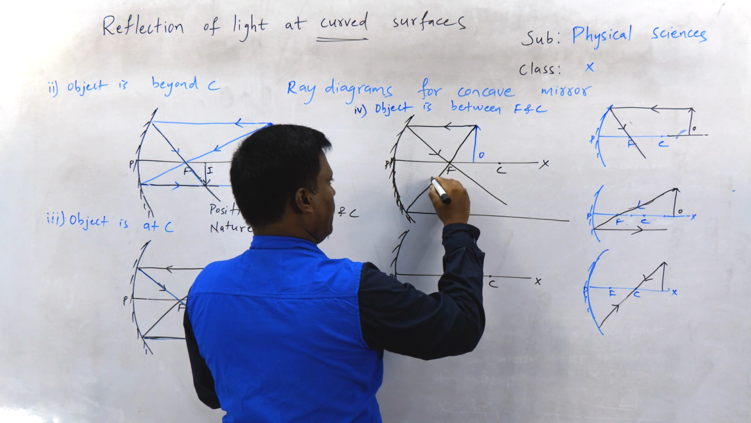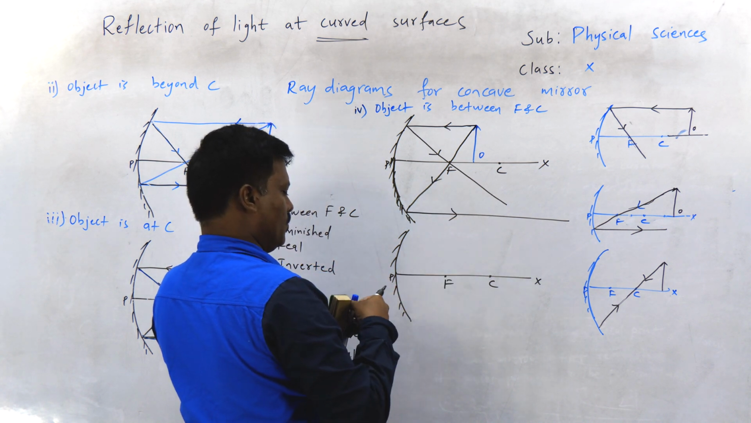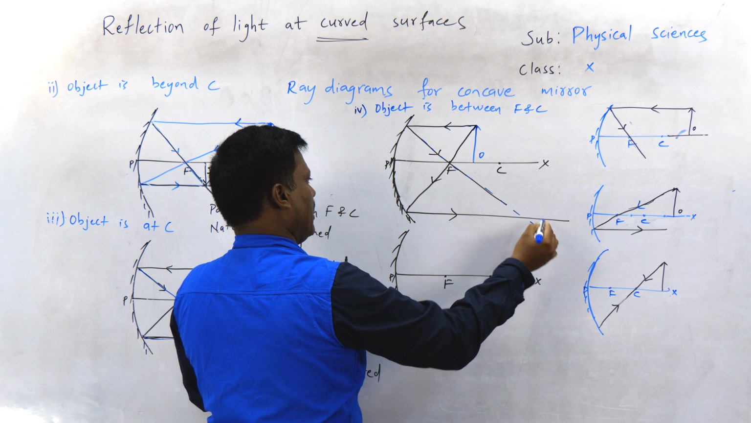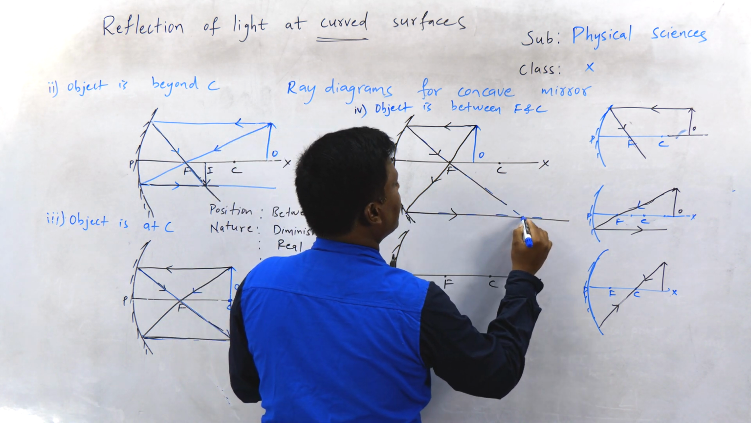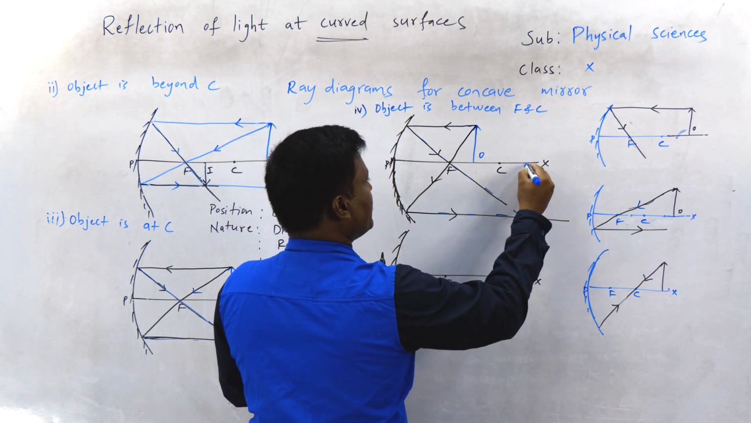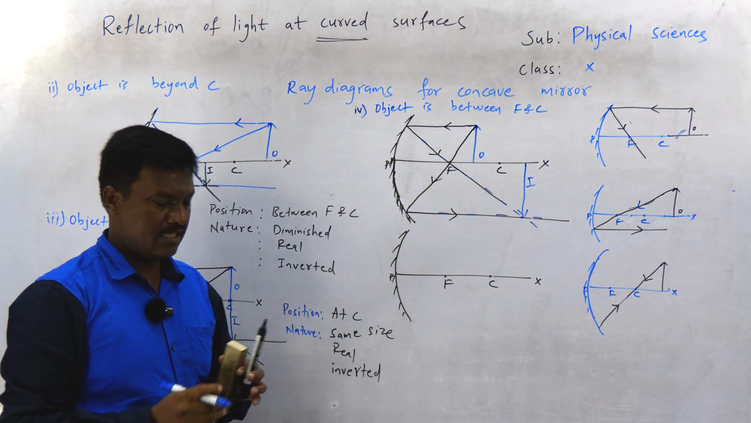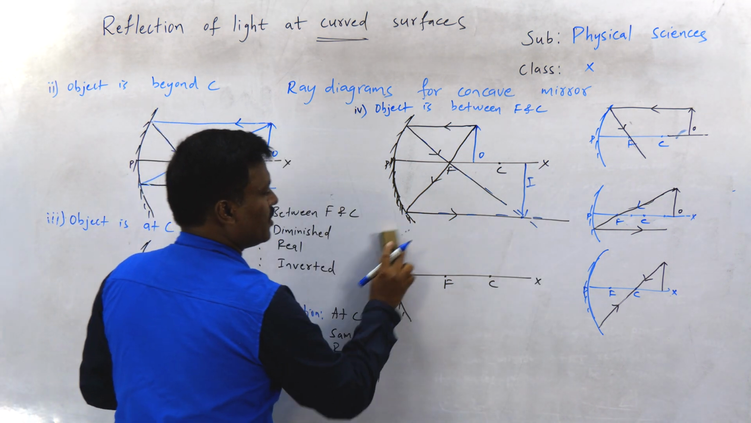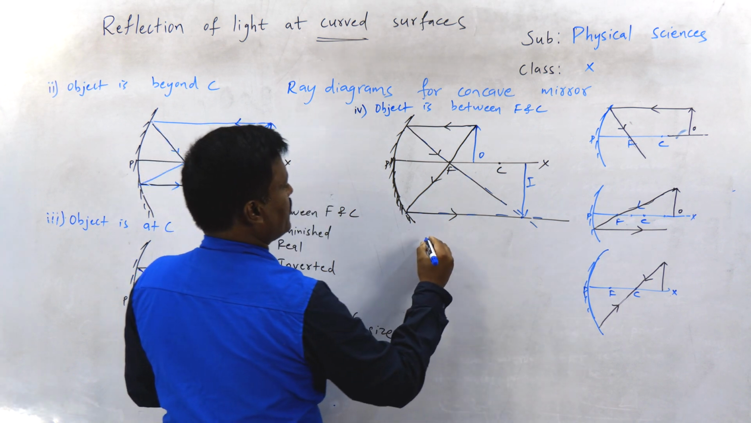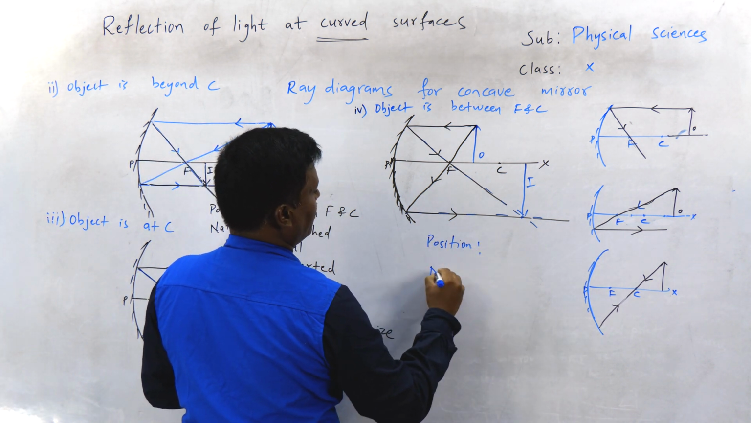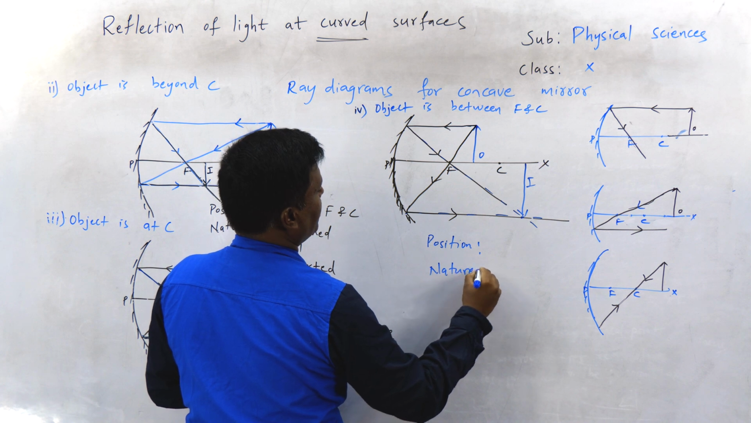Right? You see, this is the reflected ray, and this is also a reflected ray. Both reflected rays are meeting here, so the image is formed here. This is the image, right? So what are the characteristics of that image? First we will understand the position of the image, and then we will understand the characteristics of the image.